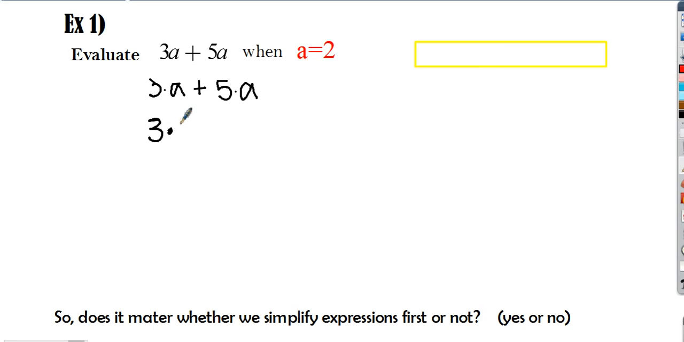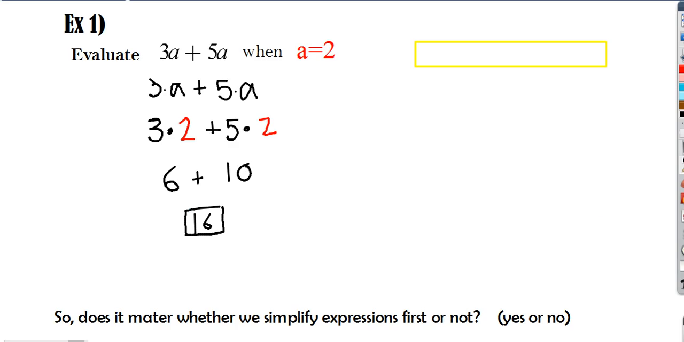So now we have 3 times 2 plus 5 times 2. 3 times 2 equals 6. And then bring down the plus sign, plus 5 times 2, that's positive 10. So now we're left with 6 plus 10, which is equal to 16.